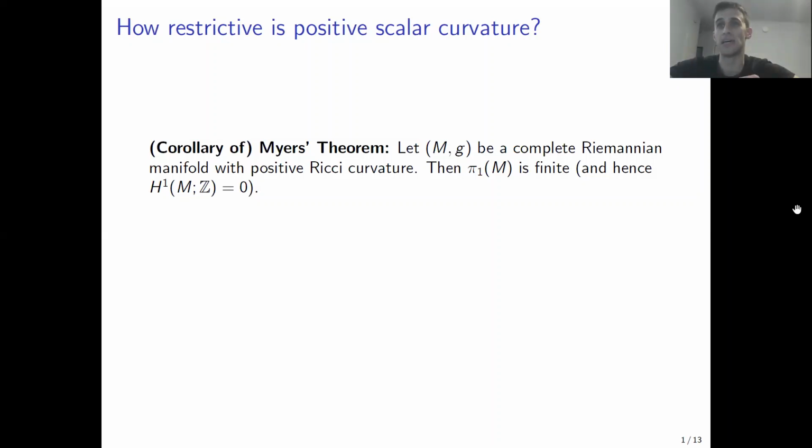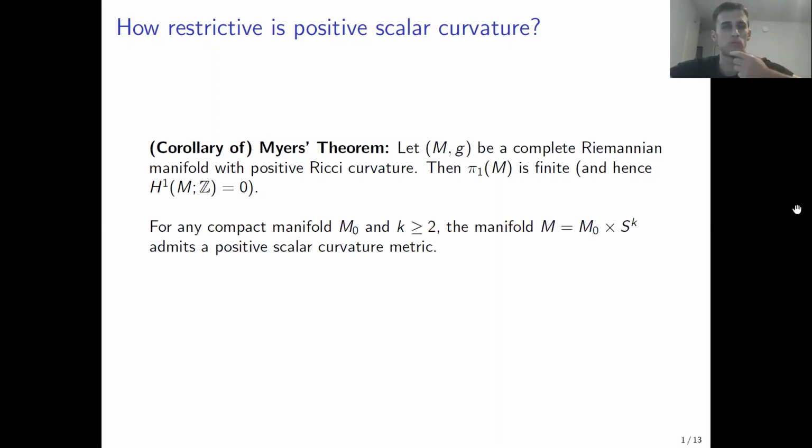So what about positive scalar curvature? Is there an analogous statement? It's useful to consider this construction. It's a very simple construction. Take any compact manifold you like, M0, and any integer k at least 2. Then construct the manifold which is the product of your given manifold M0 and a sphere of dimension k. Then this will always admit a metric of positive scalar curvature.